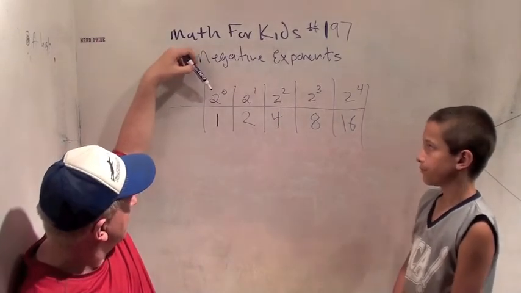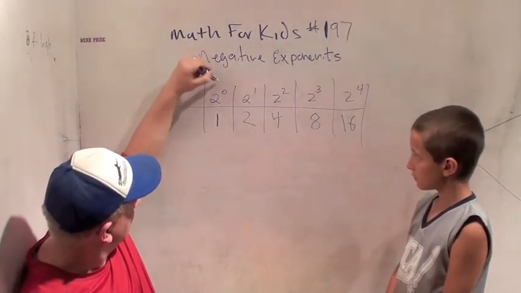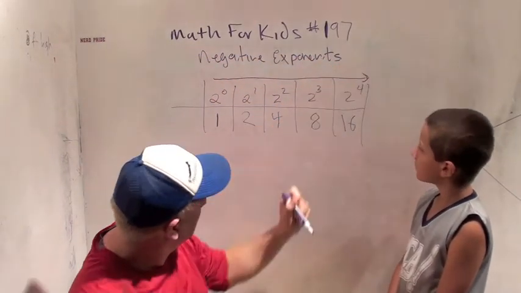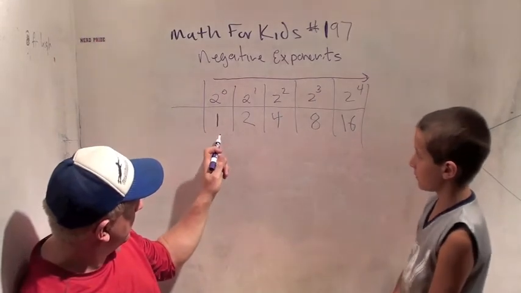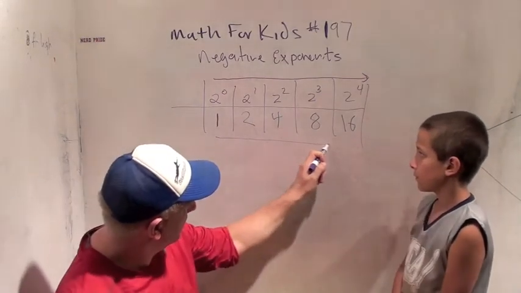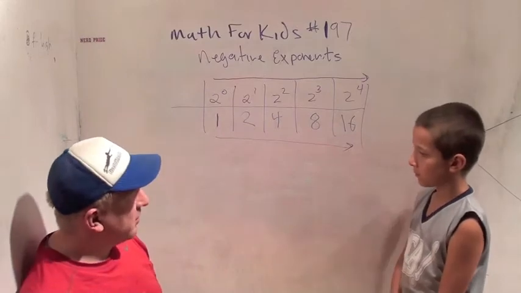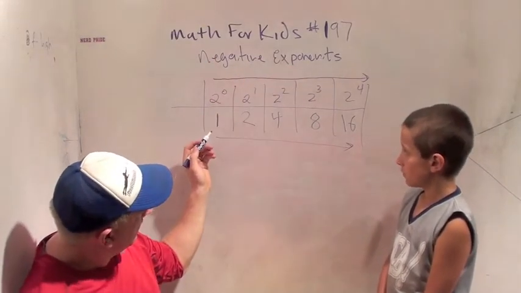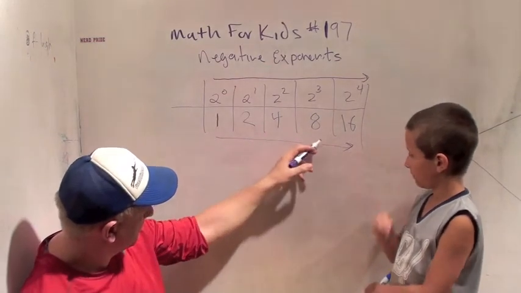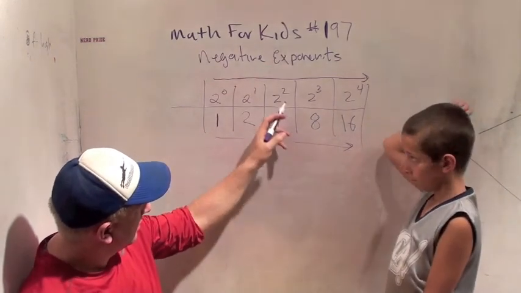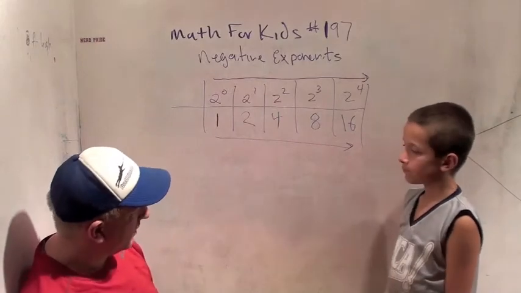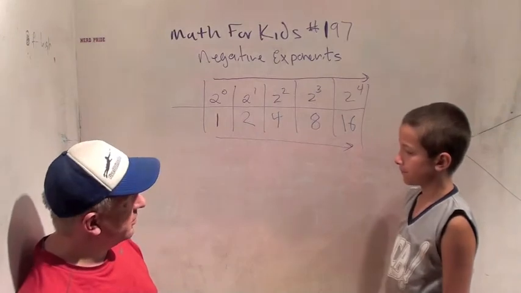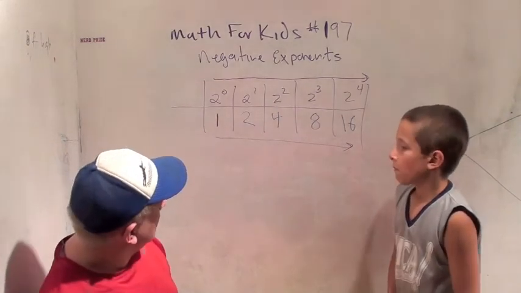When you look at the powers of 2 up here, what happens to the powers as you go this way? It increases by 1. What happens to the numbers down here in our chart? They double. So when the power increases by 1, the numbers double. You go from 4 to 8, and the power goes from 2 to 3. So the next one in our list, 2 to the 5th, would be 32.